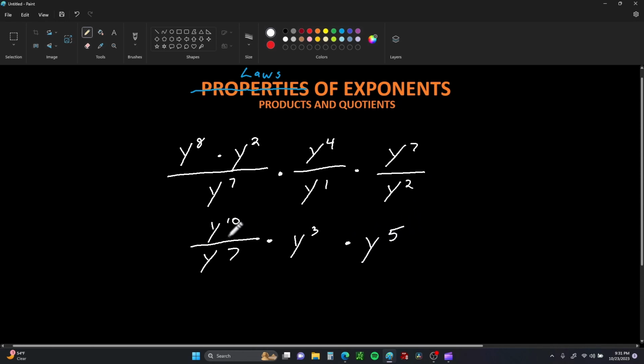And I can simplify this one over here by simply subtracting. So y to the 10th divided by y to the 7th is y to the 3rd. And then I have these three terms being multiplied. And I just simply add all of those exponents. So 3 plus 3 is 6, plus 5 is 11, and that's the final answer.